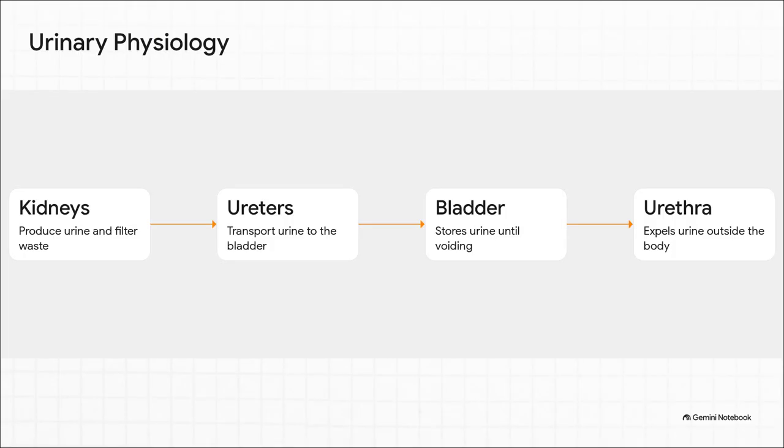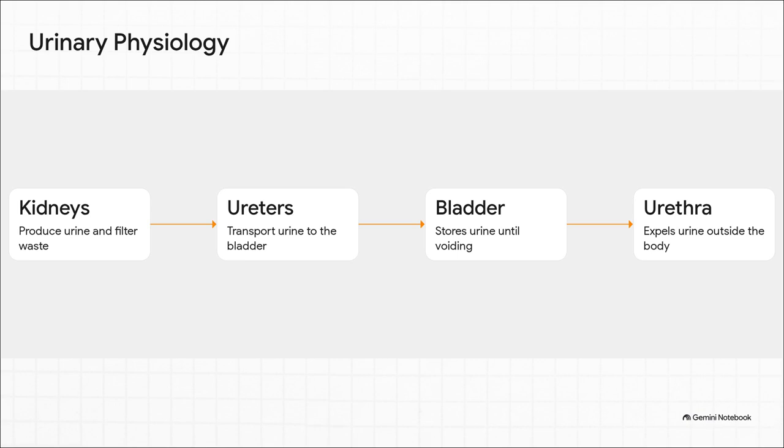Let's break down these 4 key landmarks. First up, we have the kidneys. Their whole job is to filter out waste, ditch excess fluid, and produce urine. Second, the ureters. Think of these as muscular transport tubes moving urine from each renal pelvis straight down to the bladder. Third is the bladder itself, which is basically a highly distensible storage reservoir holding onto urine until voiding. And finally, the urethra, the final conduit expelling urine outside the body.